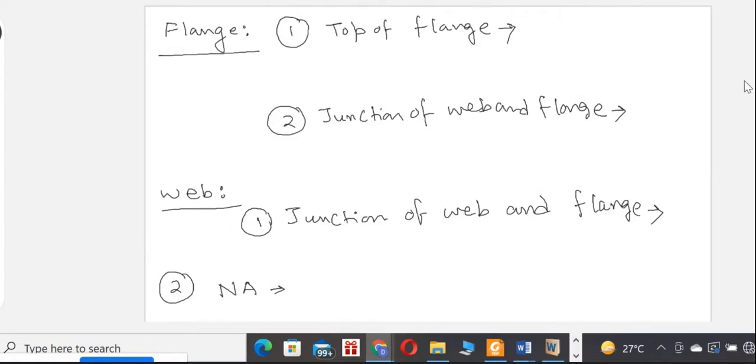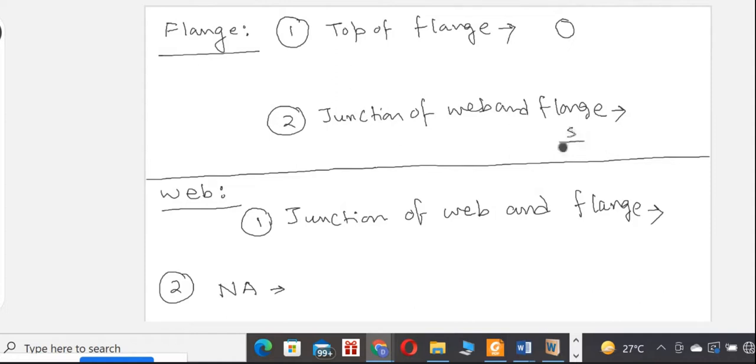Can you tell me the values? We have already calculated everything. Just give me the expressions now. At the top of the flange, it is 0. Then at the junction of web and flange, from flange, what we decided: S divided by 8I into capital D square minus small d square. Okay, good.